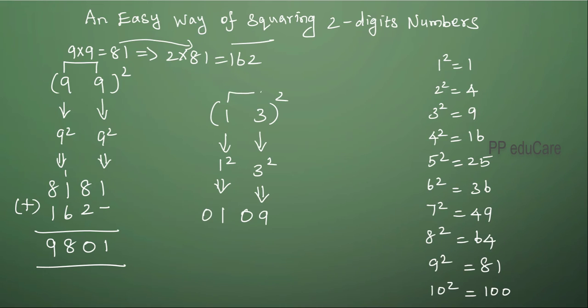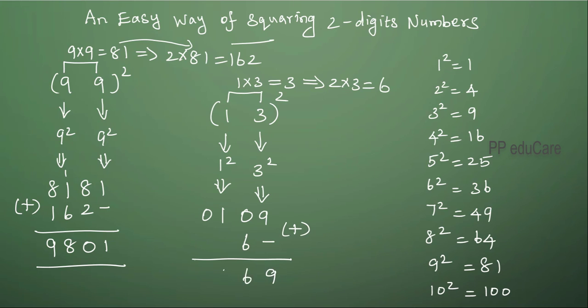Now find the product of 1 and 3, which is 3, and then find the value of 2 times 3. This is 6. 2 times 3 is 6. Now leave the unit place and write the 6 here in the tens place. Now find the sum of these two values. Here it is 9, 6, which is 1. Therefore 13 squared is 169.